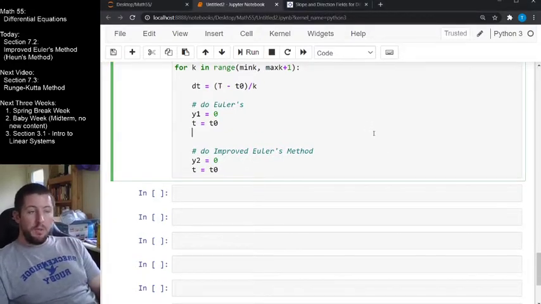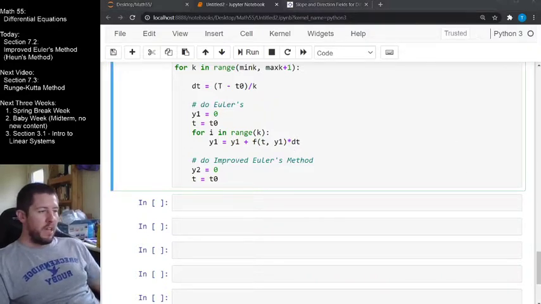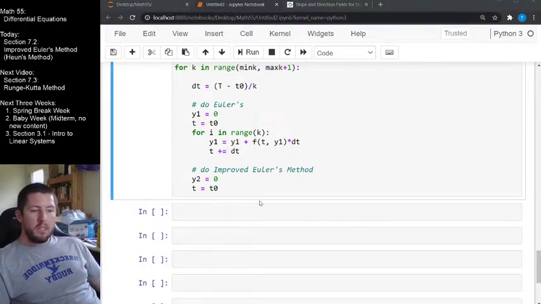For each of our subdivisions, so for i in range k, what are you going to do? You're going to update your y1. What's my new value of y1? It's the old value of y1 plus the function evaluated at the current time and the current y value, times the delta t as determined by the number of subdivisions that we have. So we've updated our y1. We want to increment our t. t is going to get bigger by delta t, so t plus equals dt. This is just saying for each of your steps, update y, update t. What's going to happen is at the end of this thing, we're done.